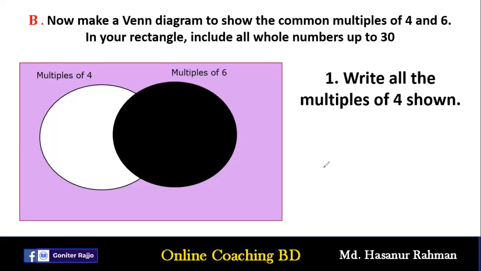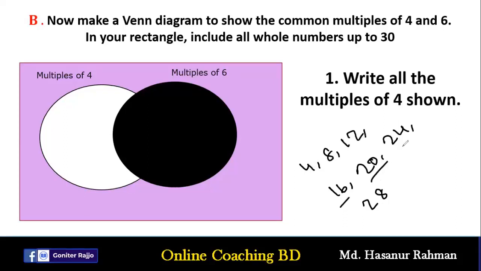We know that up to 30, multiples of 4 are 4, 8, 12, 16, 20, 24, 28. How can we find out? Just by the multiplication table. 4 1s are 4, 4 2s are 8, 4 3s are 12, 4 4s are 16, 4 5s are 20, 4 6s are 24, 4 7s are 28. So we can write 4, 8, 12, 16, 20, 24, 28. These are multiples of 4.